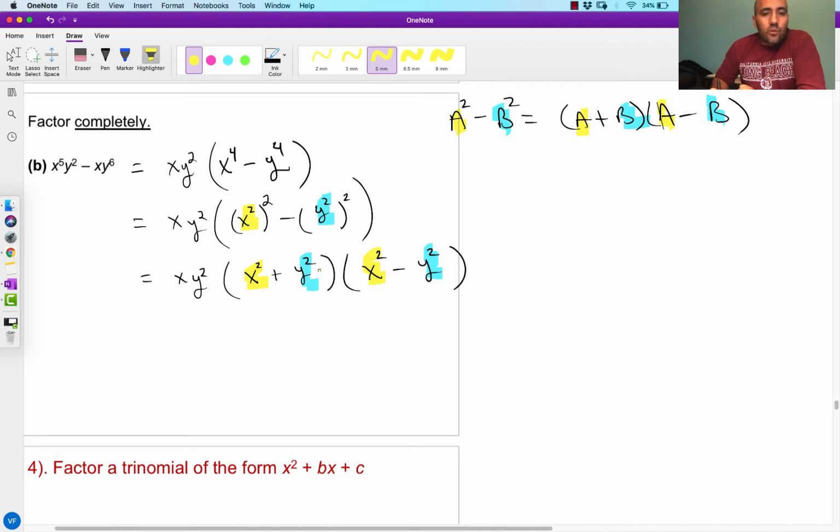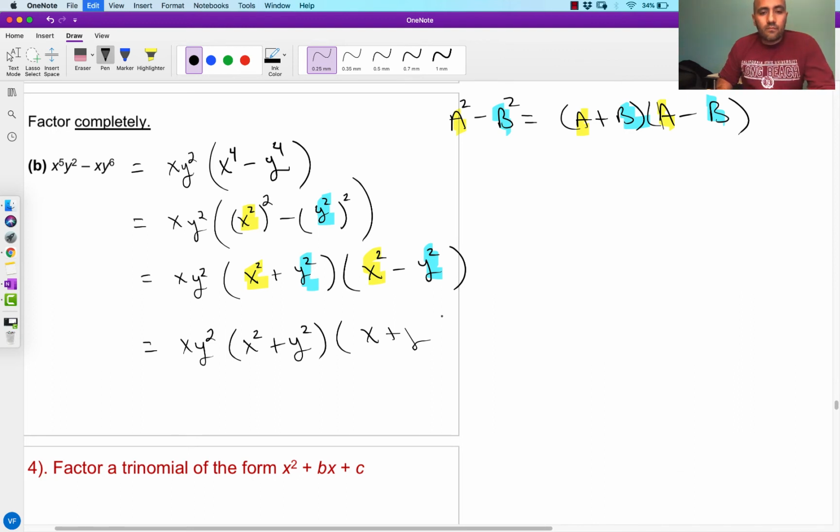We're almost there. There's no way to break this down any further, but then this becomes the same pattern one more time. Deja vu. So our last and final answer is going to be that we have this term, x squared plus y squared, and then this one becomes x plus y times x minus y. This becomes x to the fifth y squared minus x y to the sixth power.